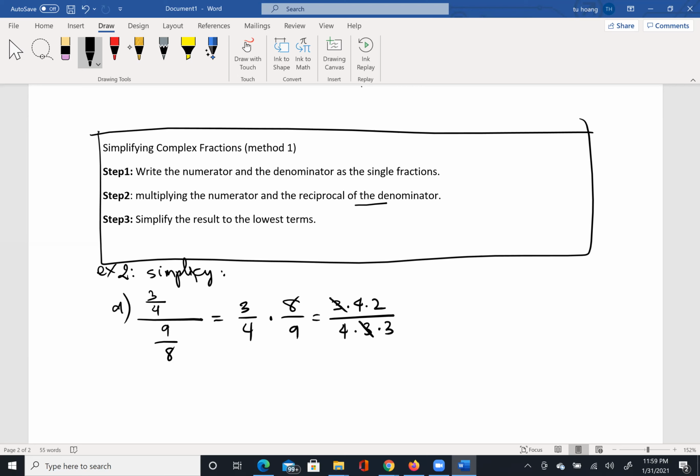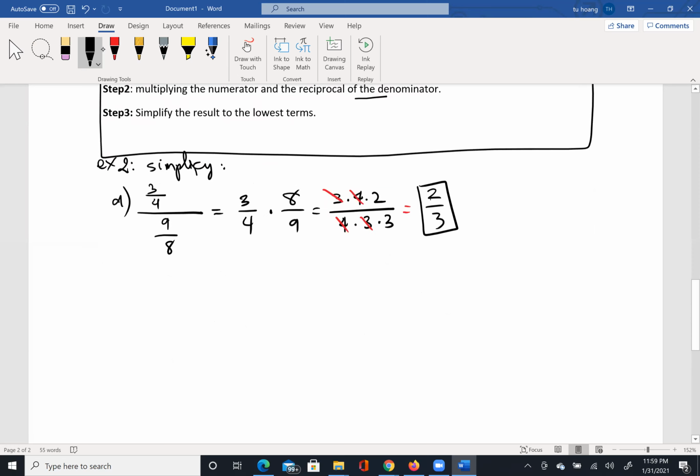Let me use either color. 3 here and 3 here. 4 here and 4 here. That's all. And then you have 2 over 3 as the answer. Okay. Easy, right?